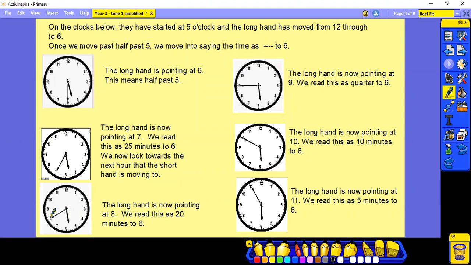Here the long hand is pointing at the 8. We read this as 20 minutes to 6. Here the long hand is pointing at the 9. We read this as 5:45. The long hand here is pointing to the 10. We read this as 10 minutes to 6. And here the long hand is pointing at the 11. We read this as 5 minutes to 6.